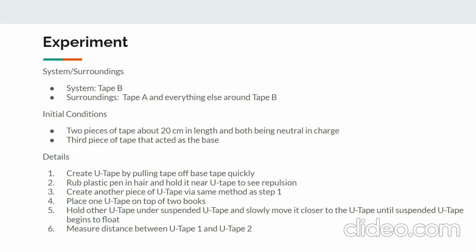And for the details of the experiment: create U-tape by pulling tape off the base quickly, and rub a plastic pen on hair and hold it near the U-tape to see if there's repulsion between the two. Step 3, create another piece of U-tape via the same method as step 1. And step 4, place one U-tape on top of two books, stabilize it. And for step 5, hold the other U-tape under the suspended U-tape and slowly move it up closer to the first U-tape until the suspended U-tape begins to float. And then we want to measure the distance between U-tape 1 and U-tape 2.